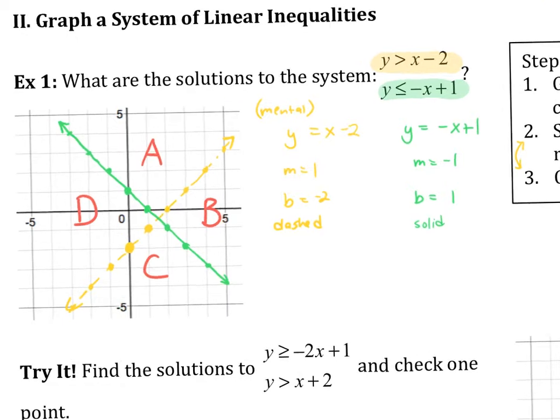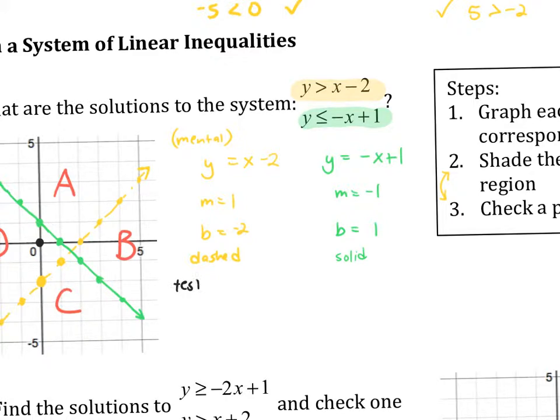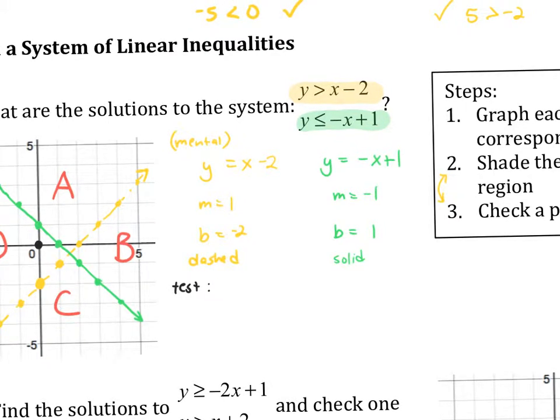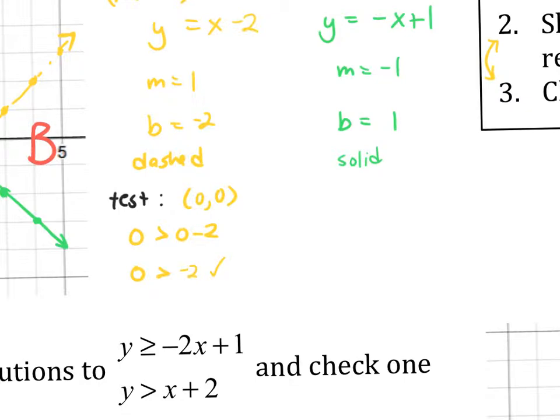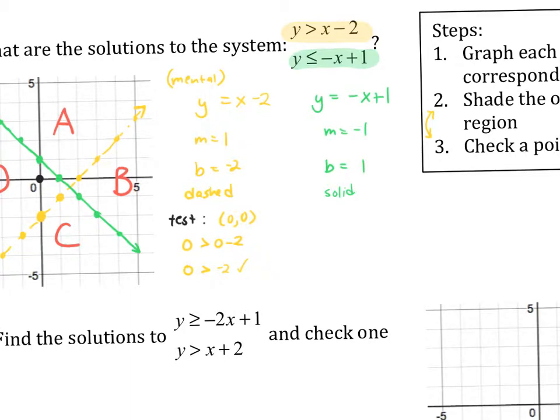But let's go ahead and just do a quick test. Notice 0, 0 is a great point because zeros die easily. And we can test that. So let's just do a quick test before we actually shade. So the first one is 0 greater than 0 minus 2. I'm testing it with 0, 0. 0 is greater than negative 2, so it's a check. So it works for the yellow, which we expected because graphically we see it. How about for the green? Is 0 less than or equal to negative 0 plus 1? Is 0 less than or equal to 1? Oh, that is true. Perfect.